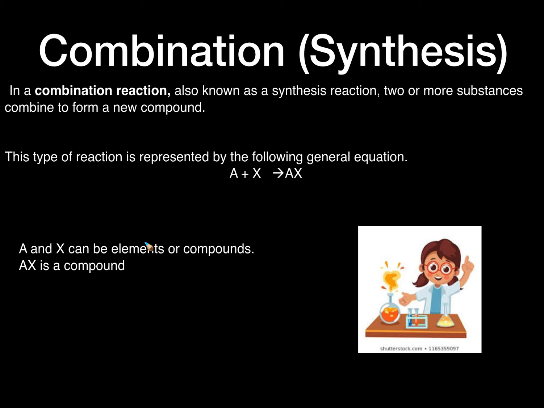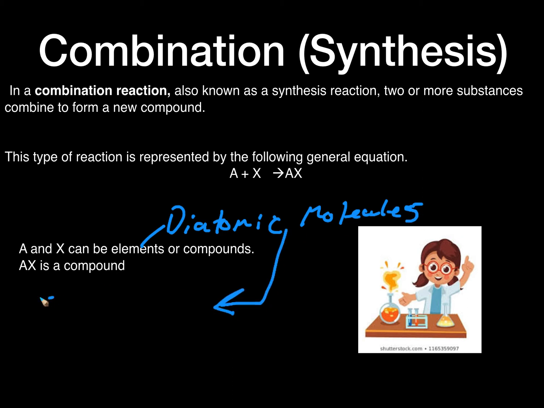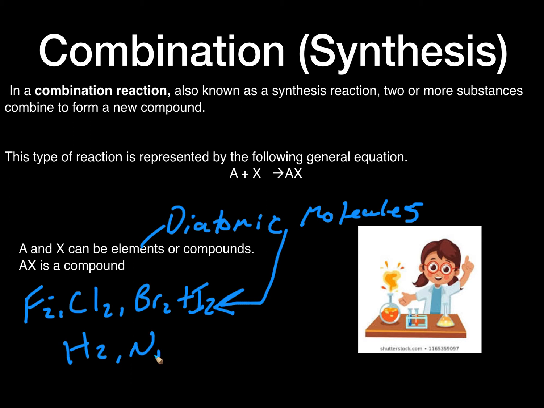For the elements, don't forget our diatomic molecules, which we know are the halogens F2, Cl2, Br2, and I2, along with hydrogen, nitrogen, and oxygen. Now we see in a combination reaction, we have 2 reactants and 1 product.